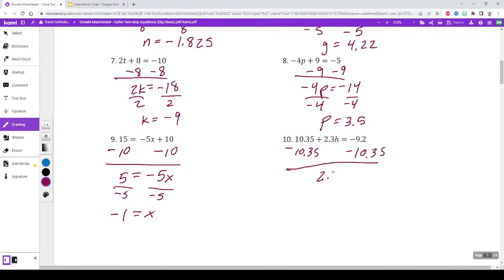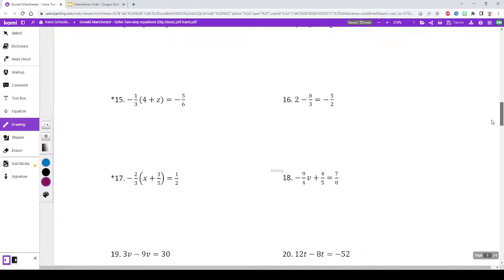That's going to give us 2.3h equals -19.55. I'm really hoping that's a nice number when I divide it by 2.3. That's my hope. 19.55 divided by 2.3. Yeah, it's not bad. That's h equals -8.5. Whew. I thought that was going to look a whole lot worse. All right, next group.